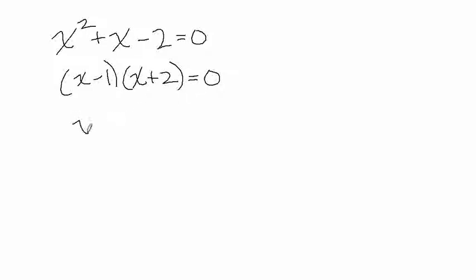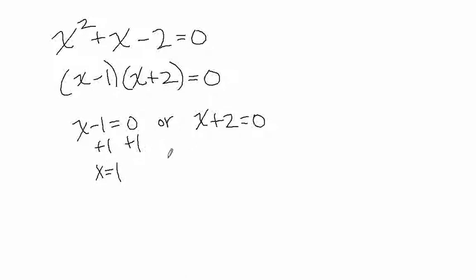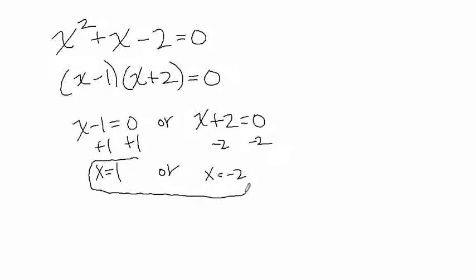So in this case, x minus 1 is the first piece. That has to be 0, or the second piece has to be 0. So go ahead and solve each of those equations. And you get that x is either 1 or -2. See that? That's how it's done using factorization, factoring.